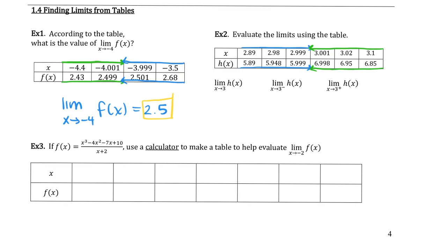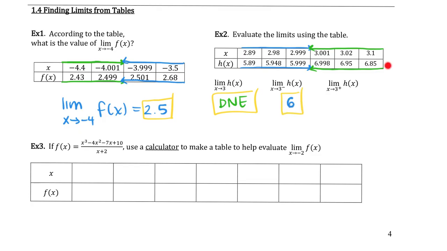So the limit as x approaches 3 does not exist because one side is approaching 6 and one side is approaching 7. Okay, now what if we only consider the limit as x approaches 3 from the negative side? Negative side is a little lower than 3. So from the negative side, the y values do look like they're approaching 6. So for this one, I would say the answer is 6.